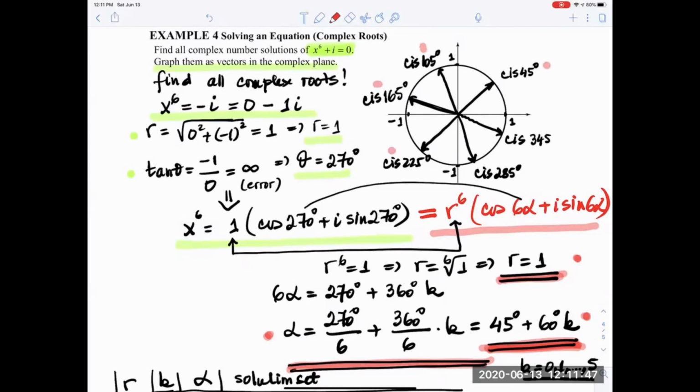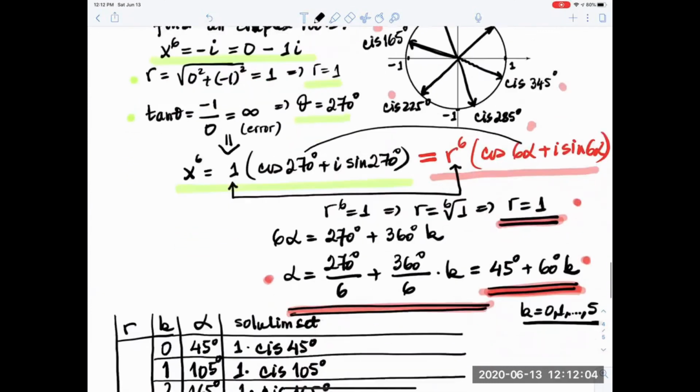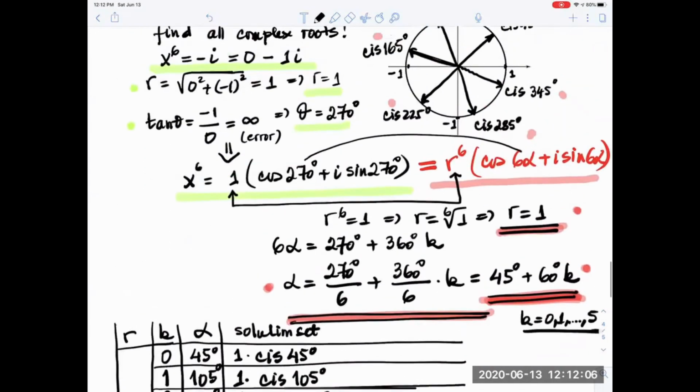1, 2, 3, 4, 5, 6 of them, as we were asked, because remember, the power is 6. When you have a 6 power, the power represents how many solutions you should get. Okay, some of them could repeat, but here nothing repeated. So there you have it. I hope this was helpful.